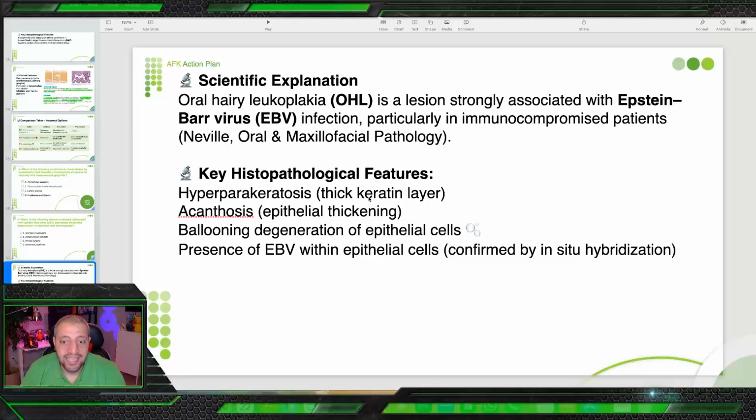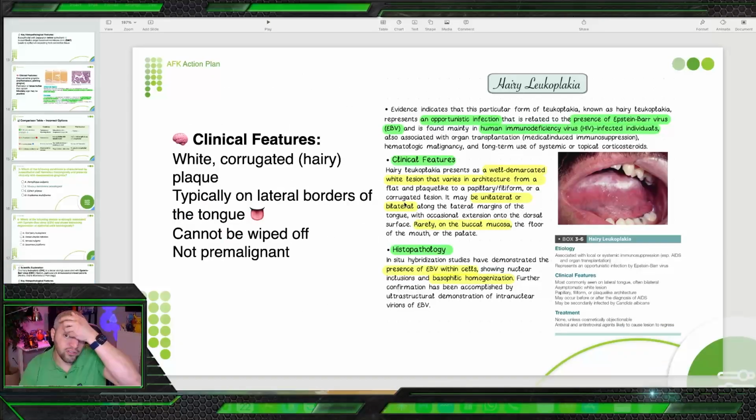Hyperkeratosis, a thick keratin layer, is why it's white. Acanthosis is epithelial thickening. Ballooning degeneration of epithelial cells and presence of Epstein-Barr virus confirmed by cytohybridization, which is a type of biopsy. And for this condition, what is the type of biopsy you are going to do? I hope someone can answer me.